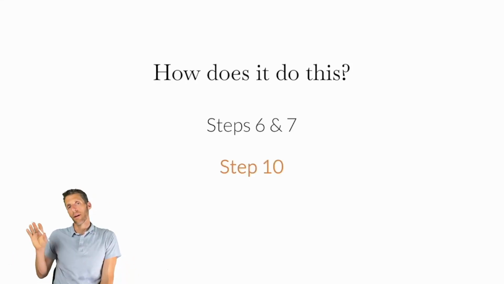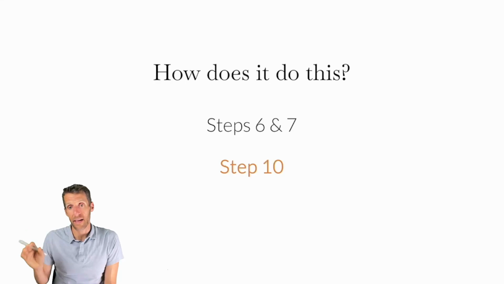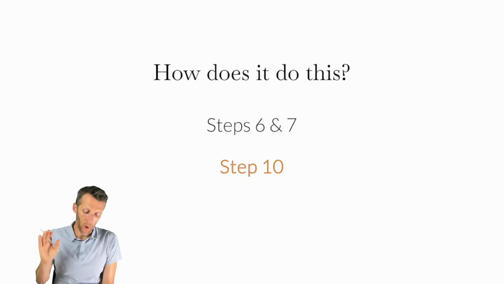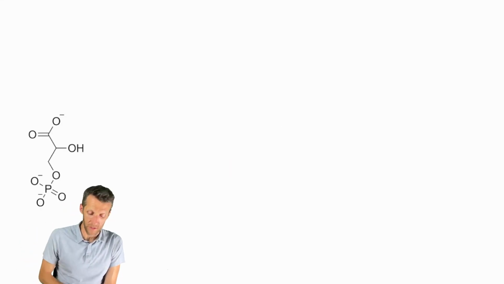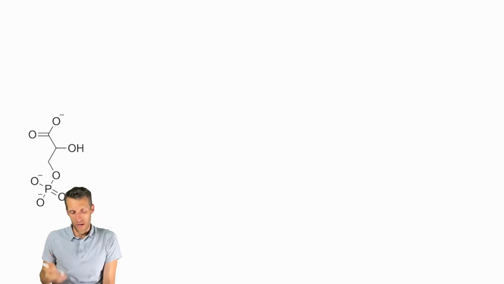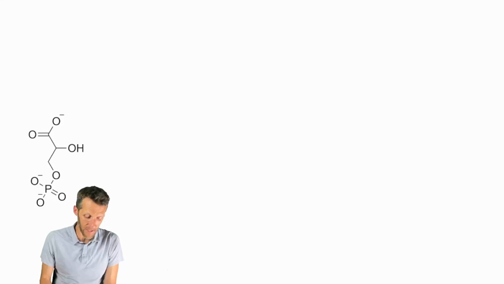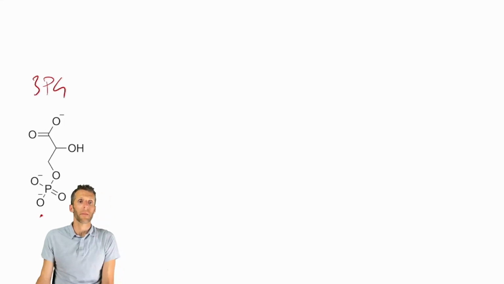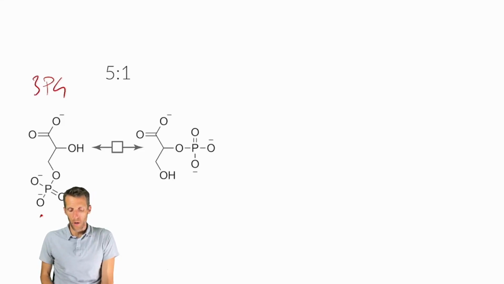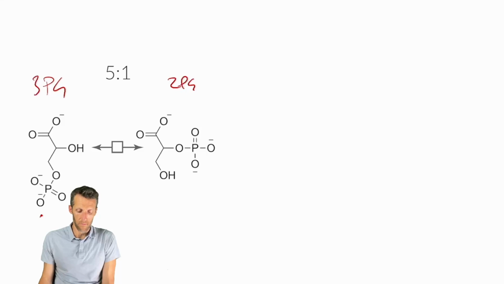What about step 10? Now, you might have said, oh my goodness, that step 6, 7 almost killed me. Don't worry, step 10 is going to be a lot shorter and simpler. So what happens here is we have, at the beginning of step 10, actually this is right after step 7, 3-PG, which is 3-phosphoglycerate. 3-phosphoglycerate can form 2-phosphoglycerate fairly readily. I'm putting this in terms of odds instead of free energies. So it's 5-to-1 odds that this reaction goes forward versus backwards.